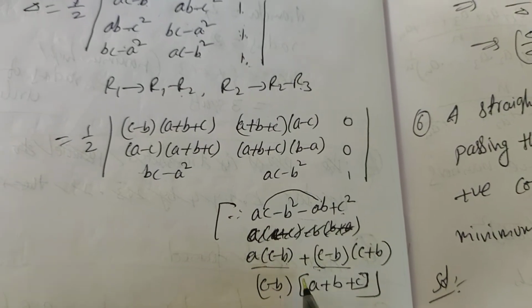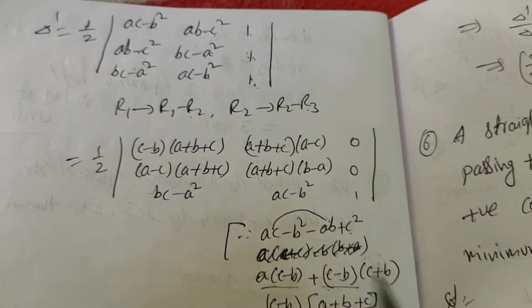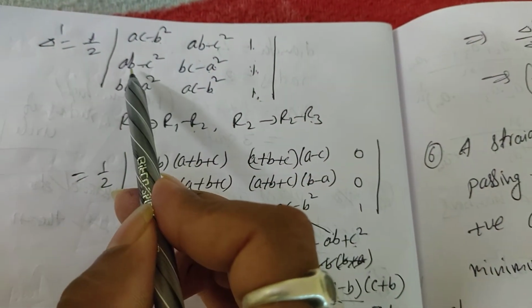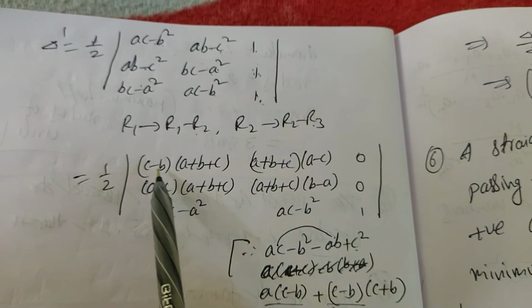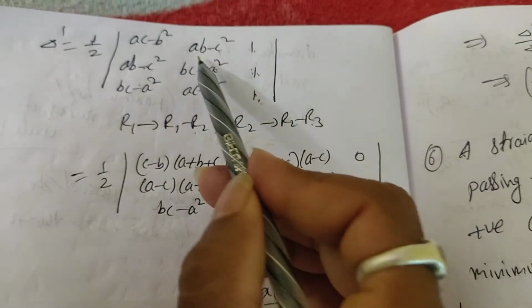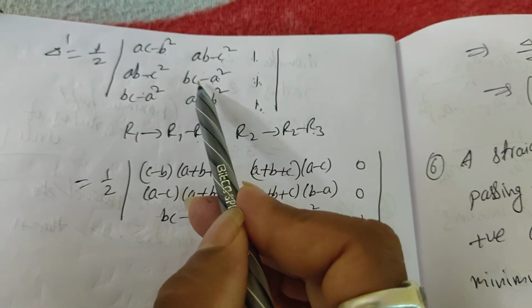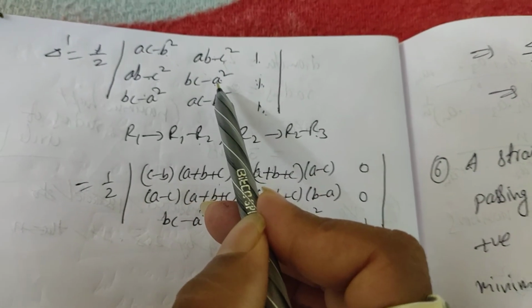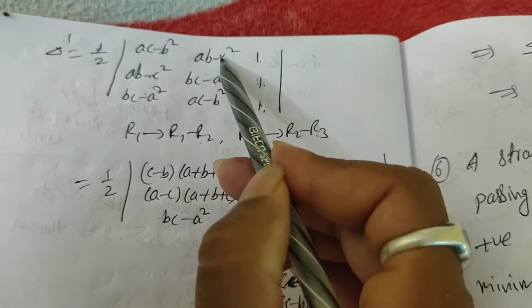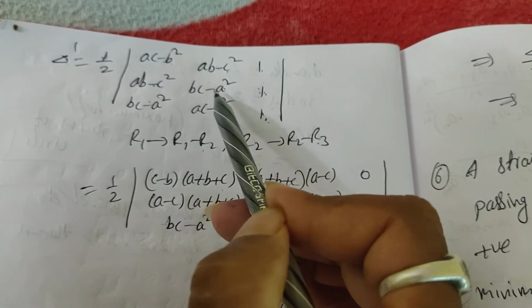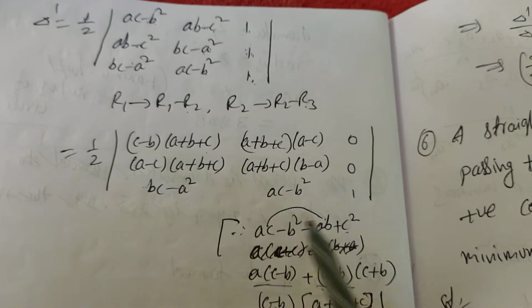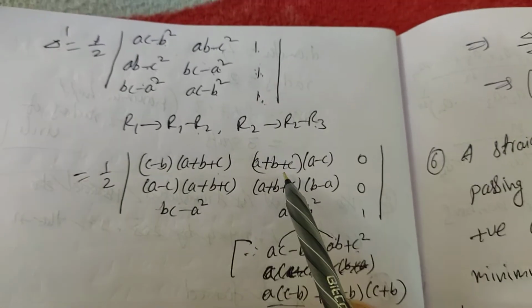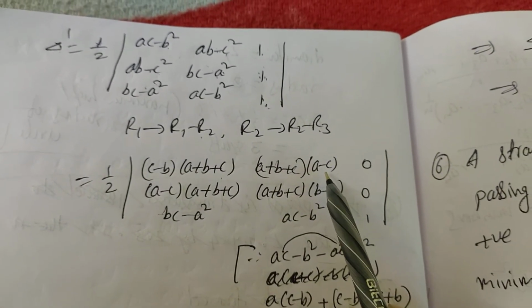If you take c minus b common, you have a plus b plus c. Okay, that means ac minus b square minus of ab minus c square gives c minus b into a plus b plus c. Similarly, ab minus c square minus bc plus a square, which is R1 minus R2, from this one you have to subtract this one. Okay, so that gives, if you apply the same procedure, a plus b plus c into a minus c.